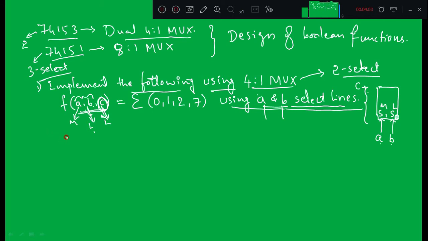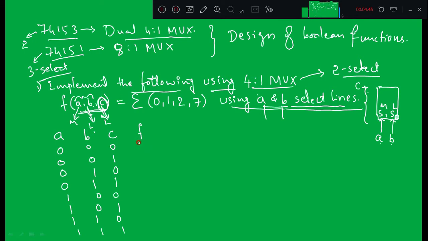There are two ways of designing this function. One is using a truth table, the second is a K-map. I'll explain both, but you take whichever you feel comfortable with. Let us first design using a truth table. There are three inputs A, B, C: 000, 001, 010, 011, 100, 101, 110, 111. So in total 8 combinations.